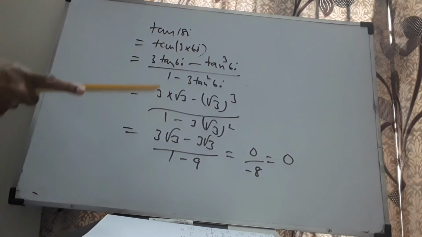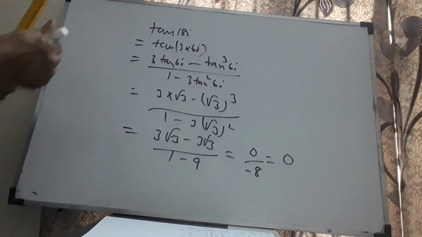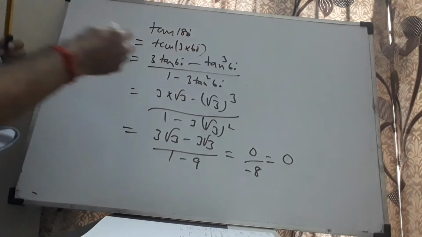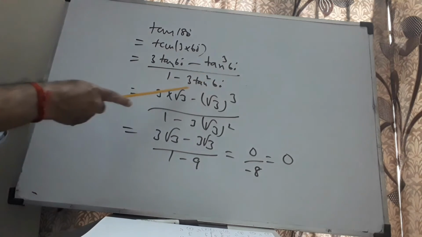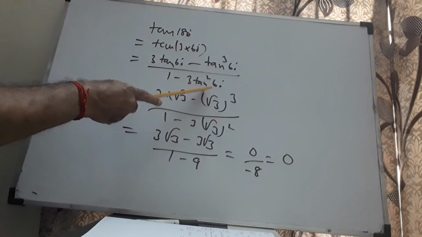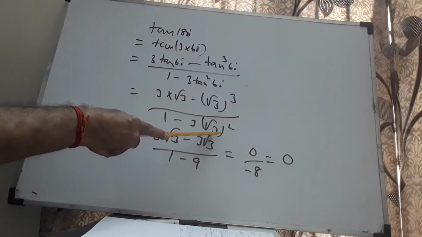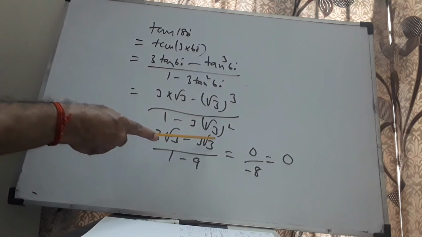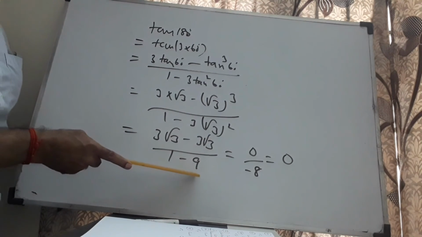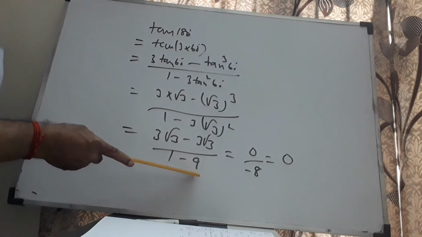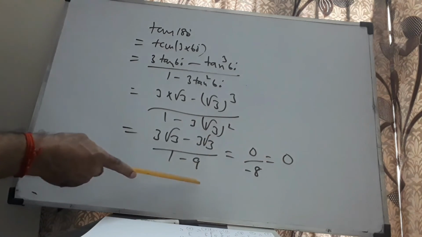Small correction. In the last problem, for tan 180 degrees, it is tan 3 into 60 degrees. So 3 tan 60 degrees minus tan cube 60 degrees by 1 minus 3 tan square 60 degrees. 3 into root 3 minus root 3 whole cube by 1 minus 3 into root 3 the whole square. 3 root 3 minus 3 root 3 by 1 minus 9. By mistake I wrote it as 27 here. Make the correction and learn. The final answer doesn't get changed because of this.